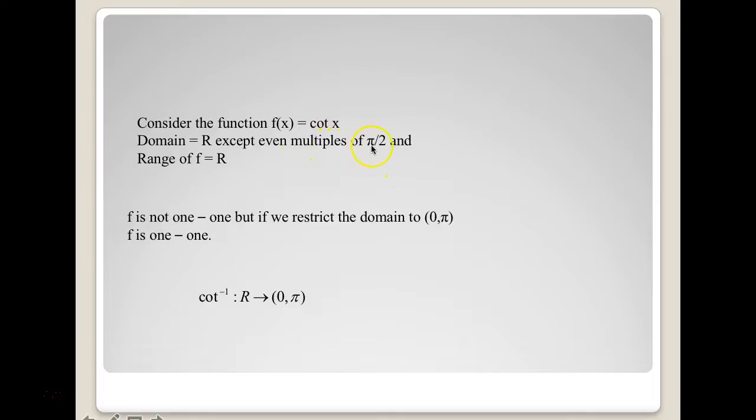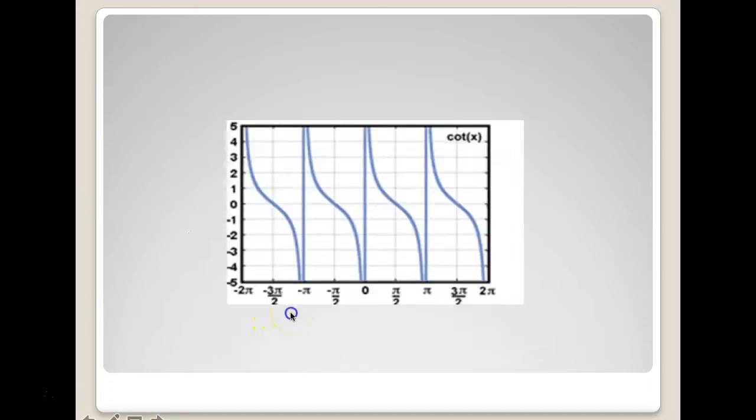Next, coming to cot x, the domain of cot x is R except even multiples of pi/2, because cot pi is infinity, cot 2pi is infinity. The range of cot is the set of real numbers. Cot is not 1 to 1, but if we restrict the domain to the open interval 0 to pi, the function is 1 to 1. So the domain of cot inverse is R and the range of cot inverse is 0 to pi. This is the graph of cot x.